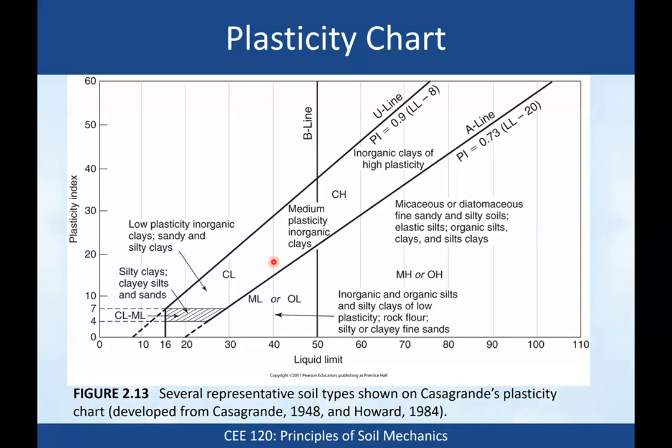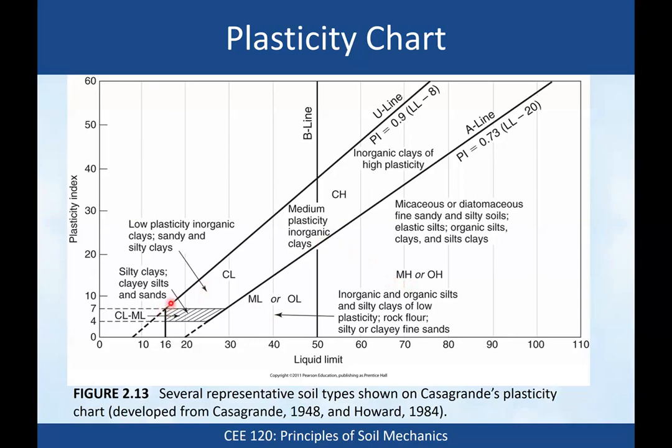Okay, and then there are a couple of other lines. There's the A line, which is an important one for us, because that's the dividing line between clay and silt. So if your soil plots above this A line, it's a clay. If it plots below the A line, then it's a silt, ML or MH.